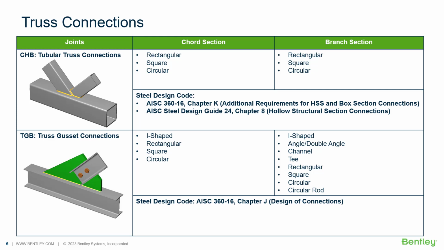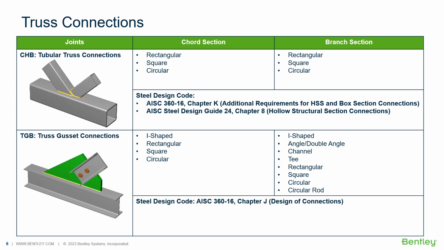In addition to that, if you have a truss that doesn't fit those criteria, you can still assign a truss connection, but you're going to go with a truss gusset connection. In RAM Connection we would call this a TGB connection. Here we have a lot more freedom about which type of shapes we could use for the chords and the branch sections. When we select this type of connection, the program will use AISC 360-16 Chapter J, which is just the basic design of connections portion of the specification.